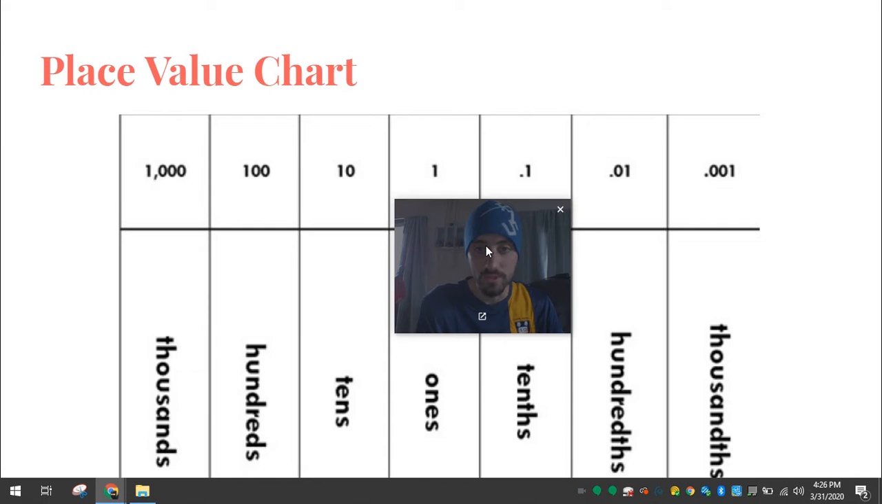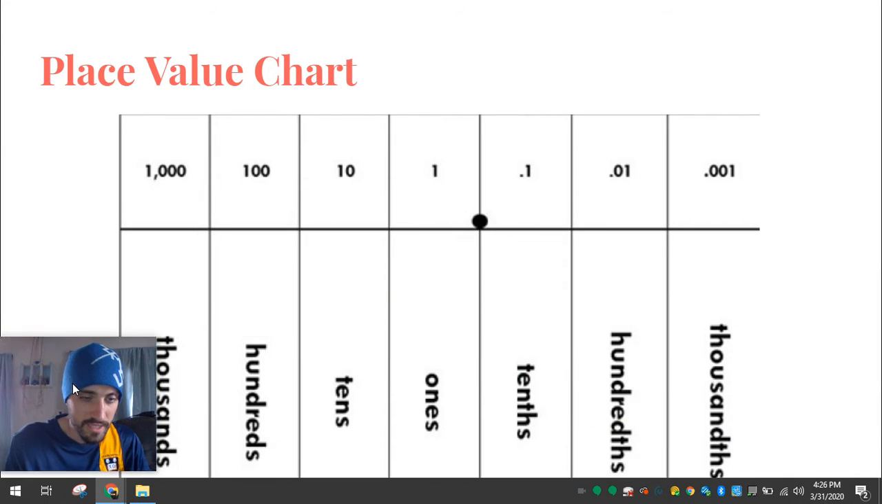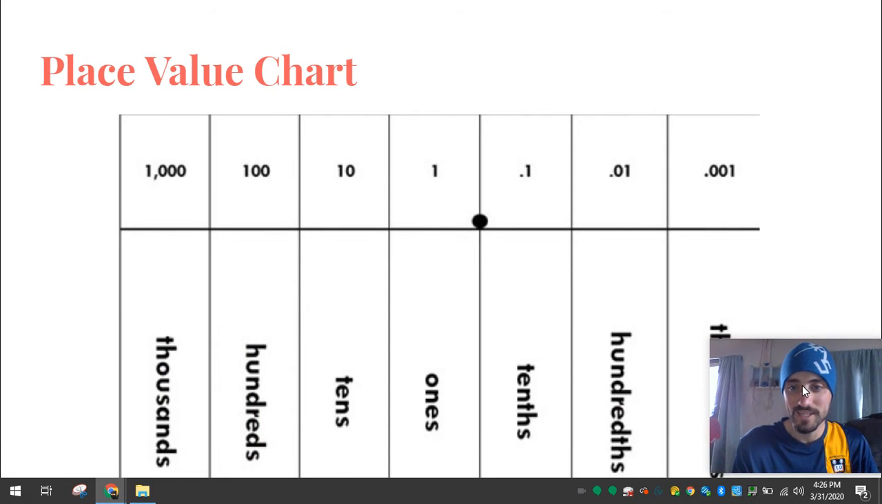Okay, I am going to no longer be the decimal. I'm going to fly through space. I'm going to pretend like I'm bouncing. Boing, boing. Anyway, so that's what I'm doing over here.